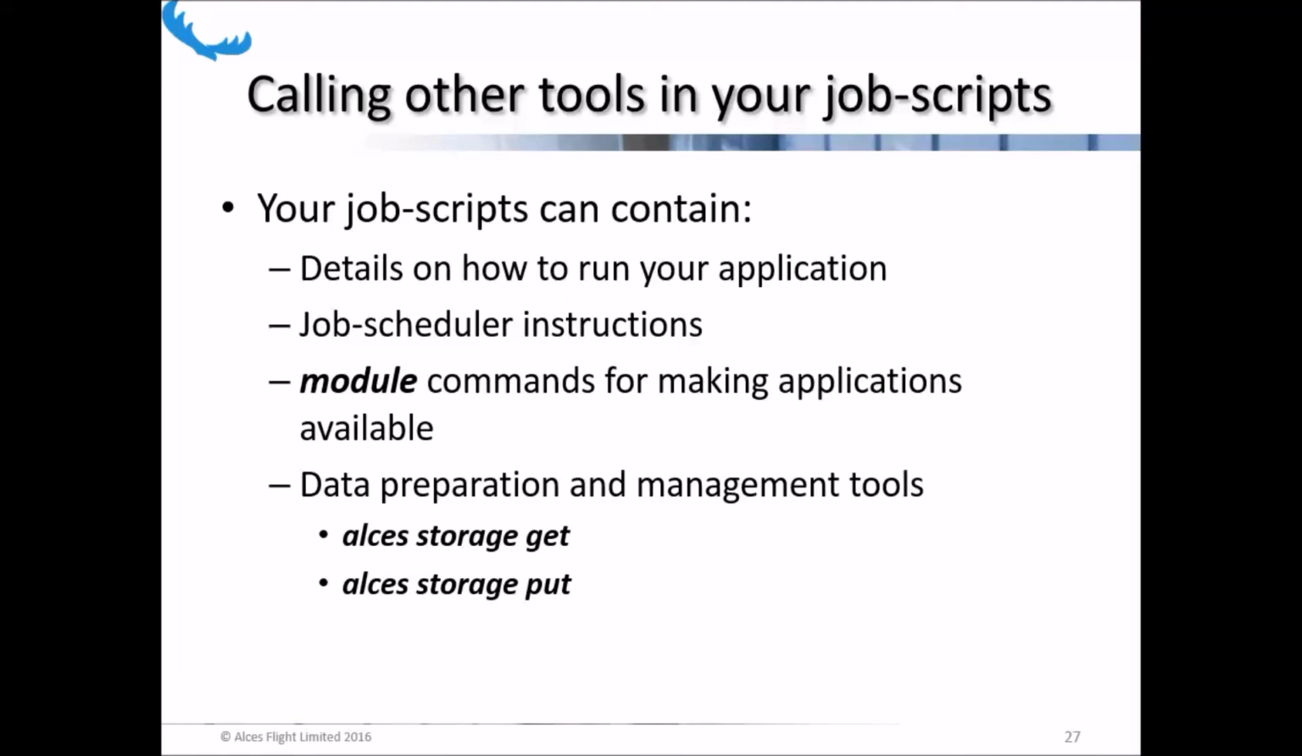As well as details on how to run your application, your job scripts can also contain job scheduler instructions that tell the job scheduler how to run your job, module load and module unload commands for making applications available in your job. You can also include storage preparation and management tools, alces storage get and alces storage put. This can help you to check in the result files from your job back to your S3 or Dropbox environment as soon as the job is completed. Take a look at our other videos and our online tutorials for examples on how to run some of these commands.